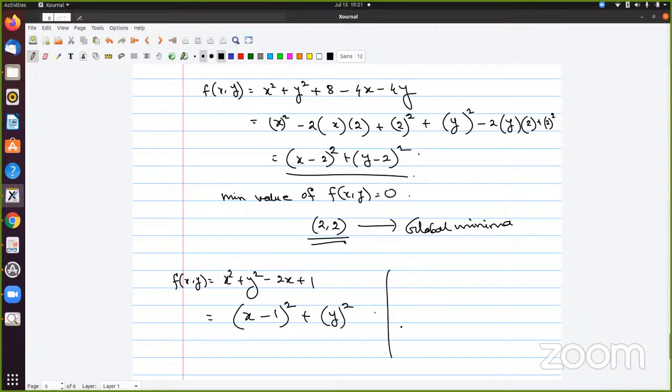So what is the global minima? 1 comma 0. No, I am asking about the global minima. So 1 comma 0 is the global minima, right? Yes. And what is the minimum value? 0, right? Okay. And the maximum we cannot know, right? It will go to infinity. Yes.